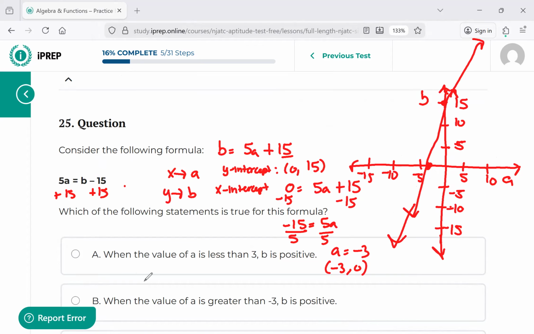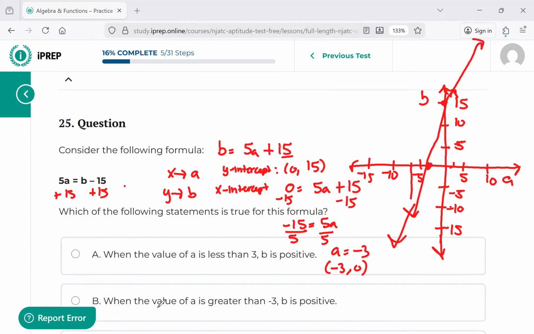When the value of a, so a's or x, is less than 3. So here's 5, 3 is right here. B is positive. So that actually is kind of partially true. At 3, the b is positive. At 0, the b is 15. But when you get to smaller, lower than negative 5, so negative, I don't know, negative 6, the b is negative. So that's not always true.